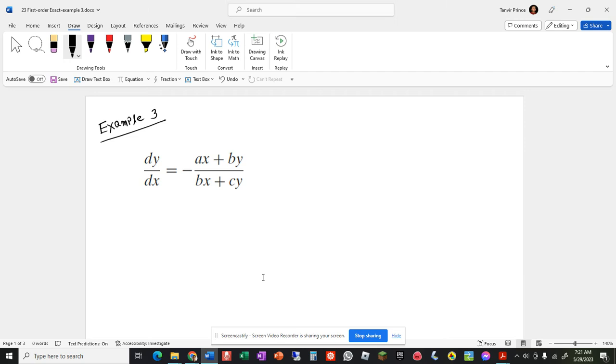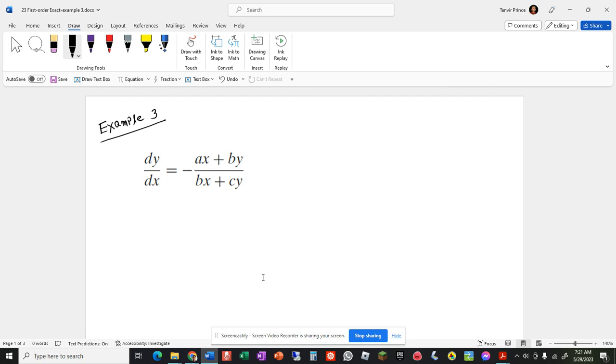Hello, hi. This will be our third example on exact first order differential equations. Make sure you watch example 1, where I showed you three possible ways of finding the potential function phi. So in this example, a, b, c are all constants. So a, b, c are all numbers.